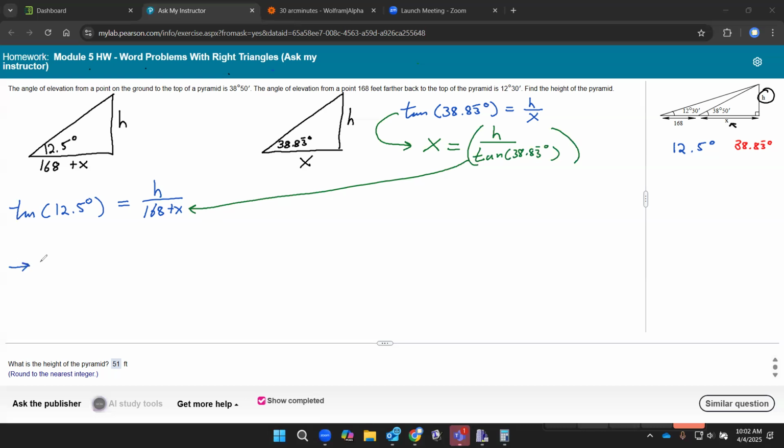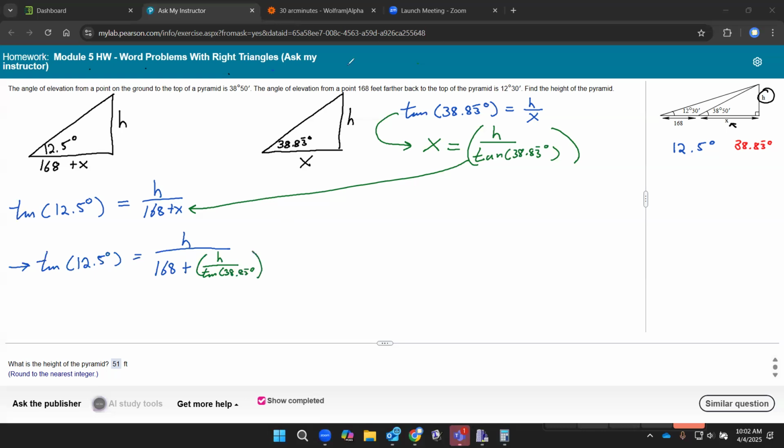So this will become the tangent of 12.5 degrees equals the height of the triangle divided by 168 plus x, which we know to be h over the tangent of 38.83 repeating degrees. I just need to write this down. We're about to move it again.